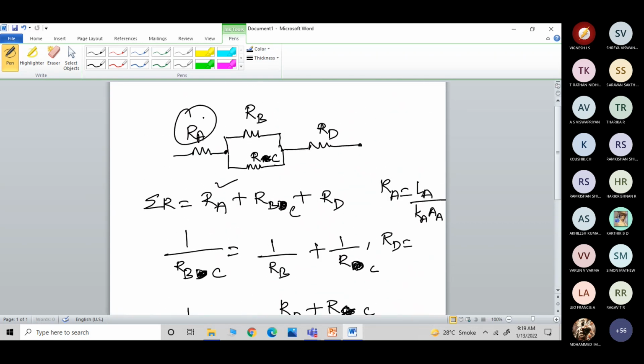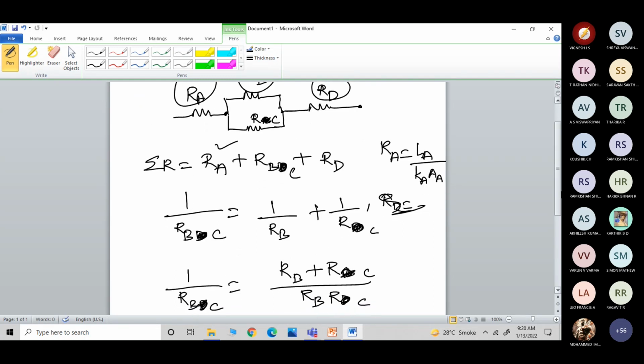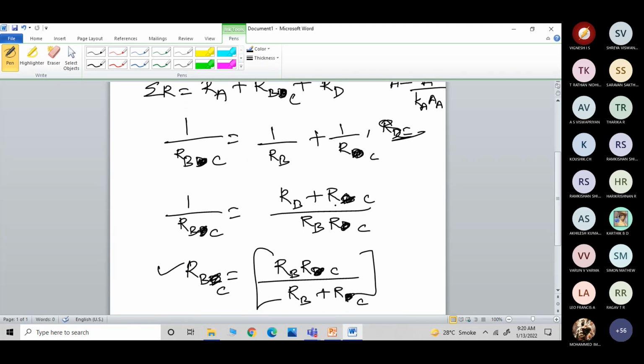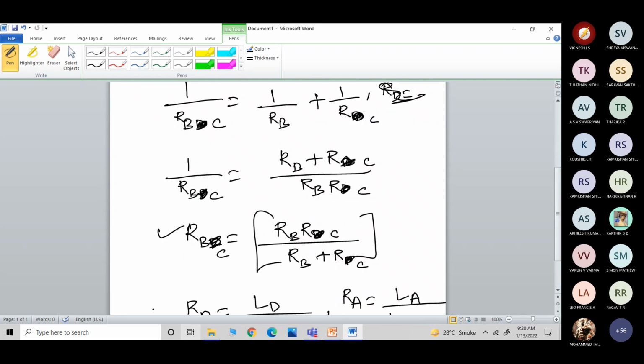You can take it as the first resistance is RA, second one is a parallel one, which is a combo of RB and RC, and the last one is RD. So the summation of all the resistances is RA plus RBC plus RD. Since it's a parallel one, 1 by RBC equals 1 by RB plus 1 by RC. To get that 1 by RBC, it is equivalent to RB plus RC divided by RB RC. Am I correct with this? Because you are experts in mathematics. Okay, so RBC will be equal to RB RC divided by RB plus RC. Am I correct?